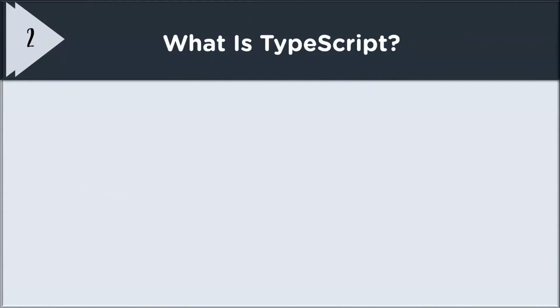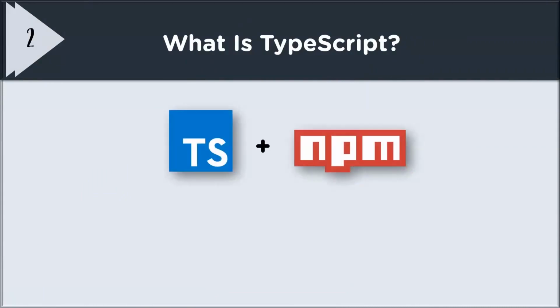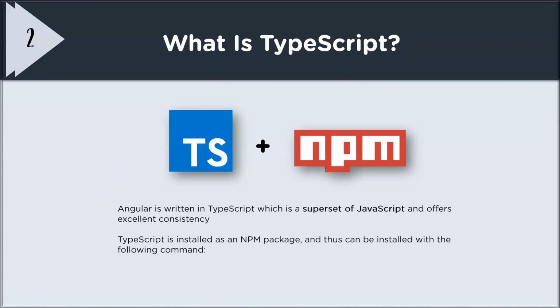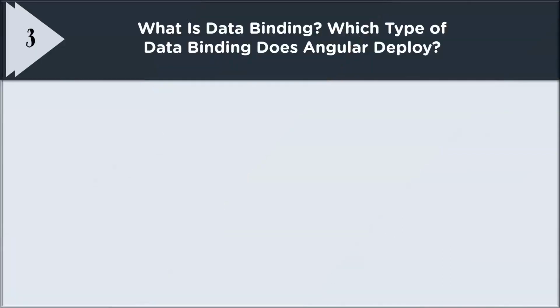Next up is what exactly is TypeScript. Now TypeScript is a superset of JavaScript that offers excellent consistency. It is highly recommended as it provides some syntactic sugar and makes the code base more comfortable to understand and maintain. Ultimately, TypeScript code compiles down to JavaScript that can run efficiently in any environment. Now, typically, TypeScript is installed as an npm package and thus can be installed with the following command, that is npm install -g TypeScript.